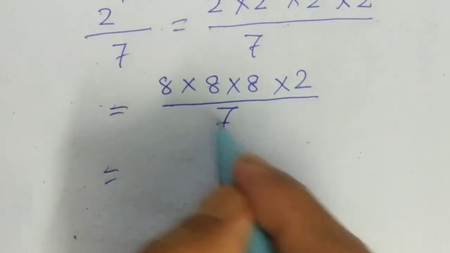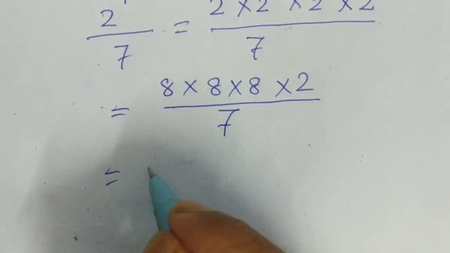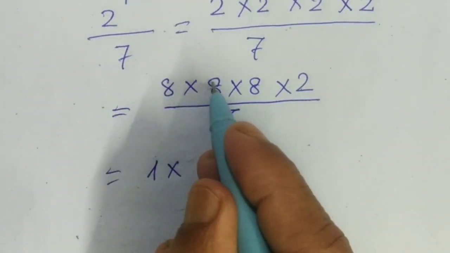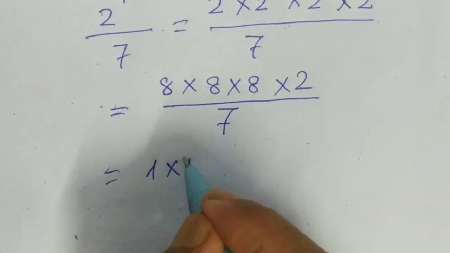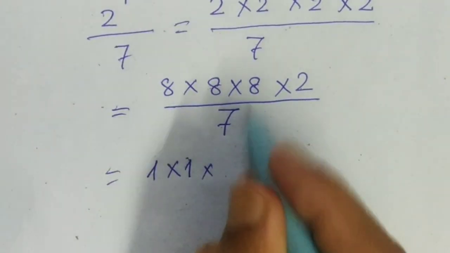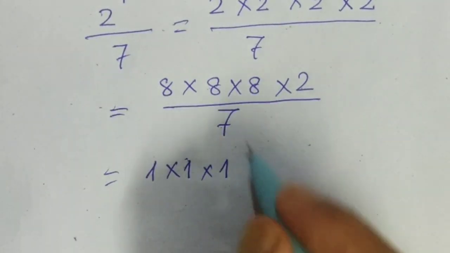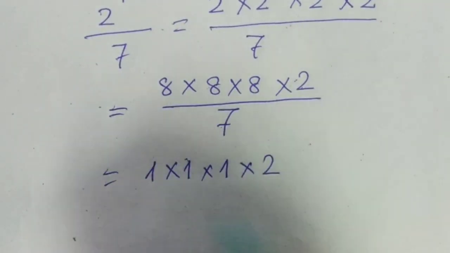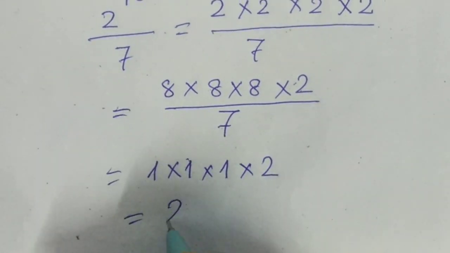Now if we divide 8 by 7, we will get the remainder 1. Again here 1, and here also 1. 2 by 7, this is 2. So the answer is 2.